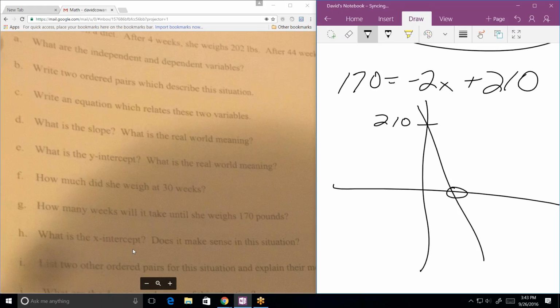What is the x-intercept, first of all? How would I get it? Where y equals 0. So it would be how long it would take for her to reach 0 weight. Okay, how long is that? In other words, if you substitute 0 and solve that equation, what do you get for x?